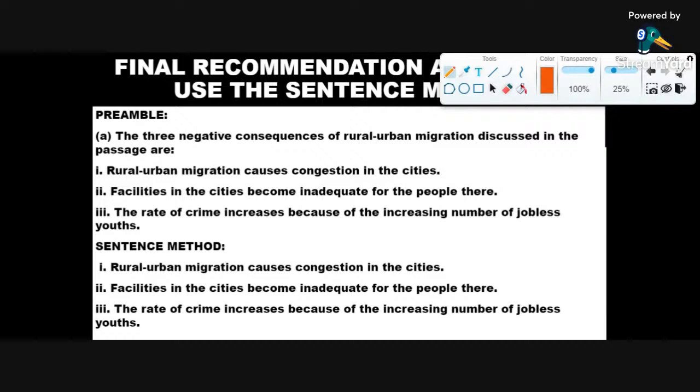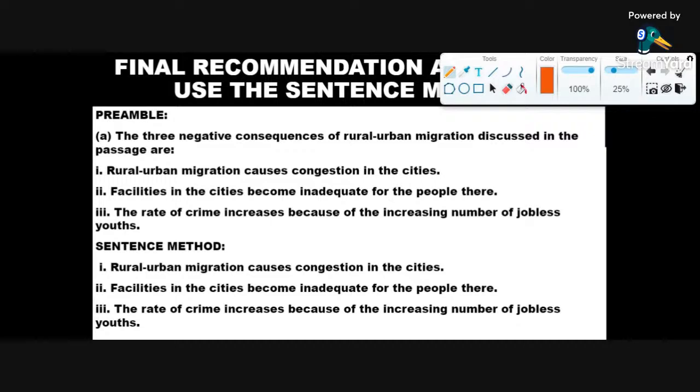Now, the use of a preamble is optional. And I have always stated this fact in my lessons. When I teach summary writing and the alternative methods of presenting your answers, the direct sentence method and the preamble method, I always emphasize that using a preamble is optional. You may or may not use a preamble. And I have to add that there are no extra marks to be awarded to someone who uses a preamble.